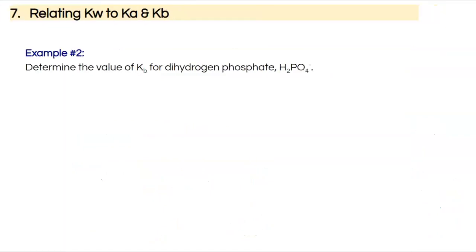So the question reads, determine the value of Kb for dihydrogen phosphate, H2PO4 minus. And I'm going to give you a bit of a hint. H2PO4 minus is an amphiprotic substance, and so it can gain and lose protons. So you're going to have to do some searching. Give that a try, and when you're ready, resume the video.